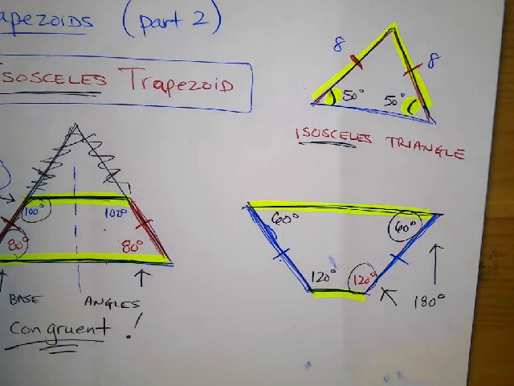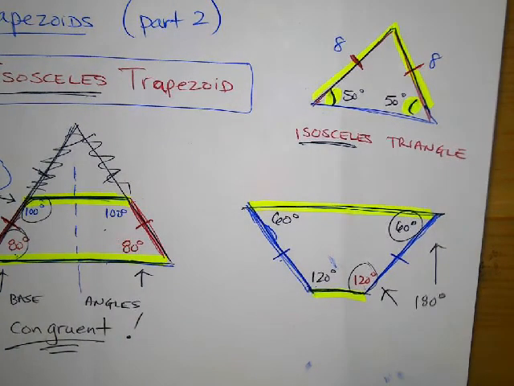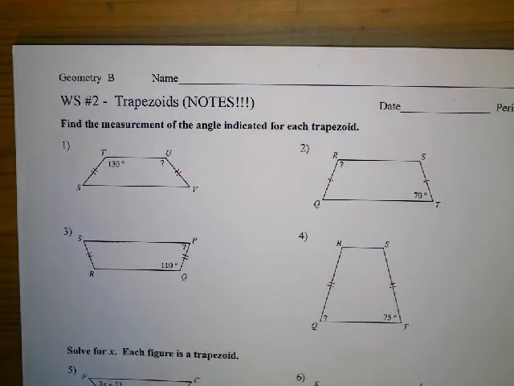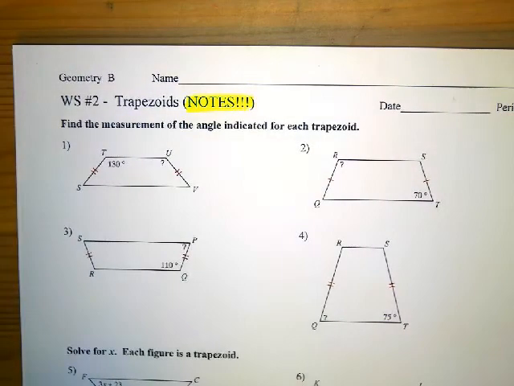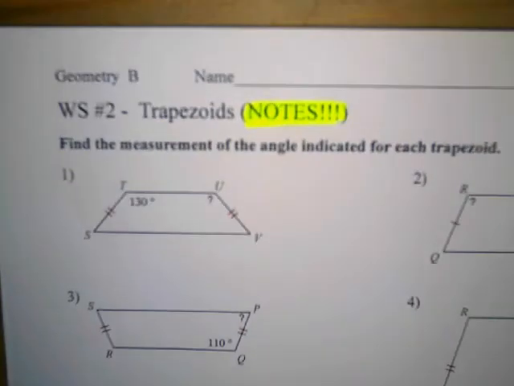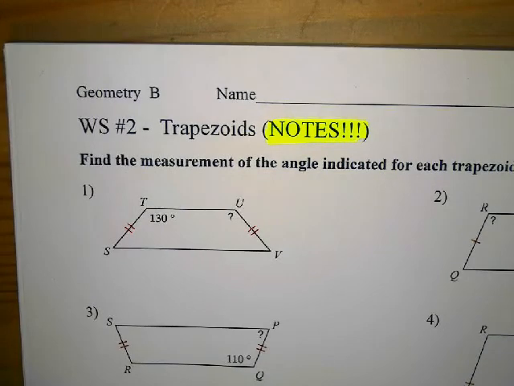Okay, let's look at the first set of problems here. And that'll be it for this first video, and then I'll do the rest in the second video. There's a printout, a worksheet that I included. If you're able to print it out, great. It says worksheet 2 trapezoids notes. But you know what? If you have to, you can pause this video anytime.